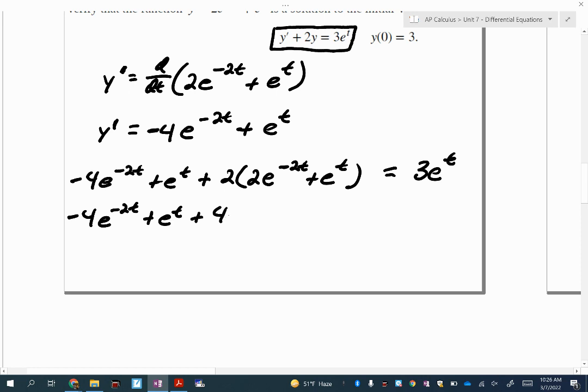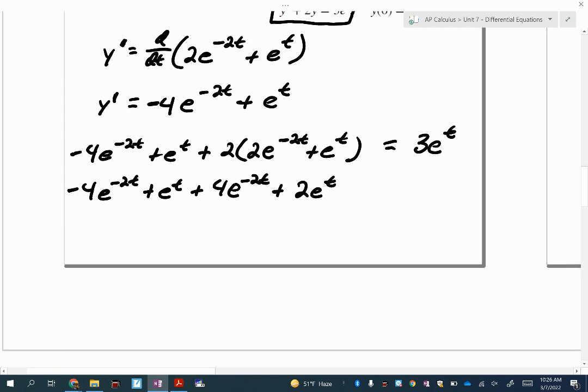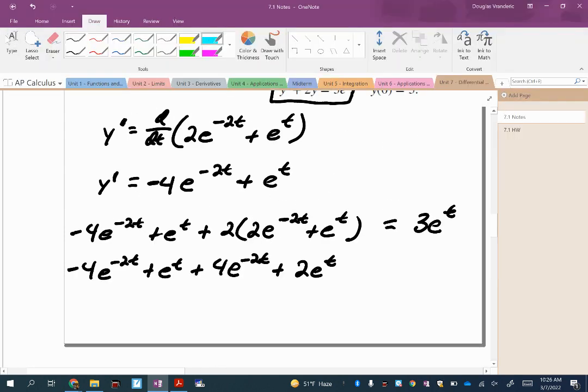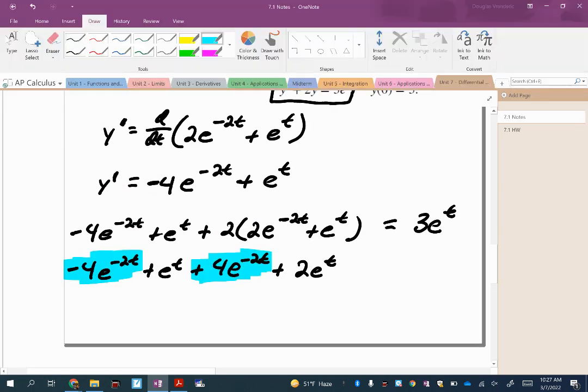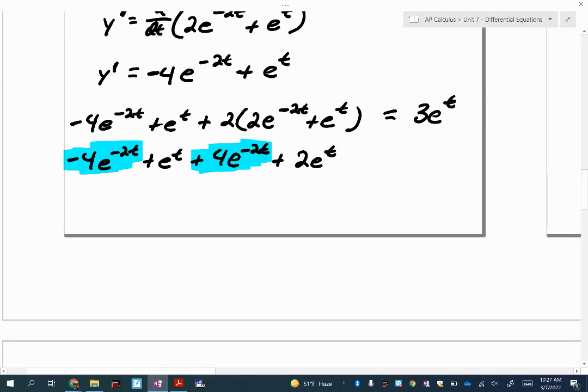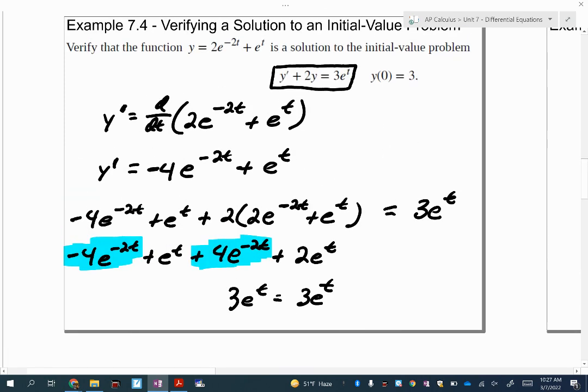Okay? Distribute. You get 4e negative 2t power plus 2e to the power of t. Just like before, these are going to cross out. Right? These are opposites. Positive 4e to the negative 2t power and negative 4e to the negative 2t power. That's going to make 0. All right, and if I add e to the power of t plus 2e to the power of t, I get 3e to the power of t. All right, so that's the first step in verifying that this function is a solution to the differential equation. So that's like the first thing that I have to check.